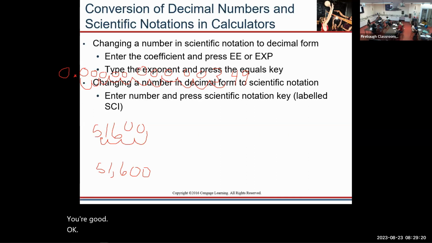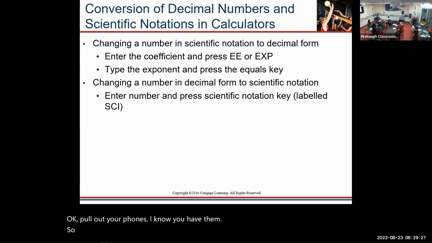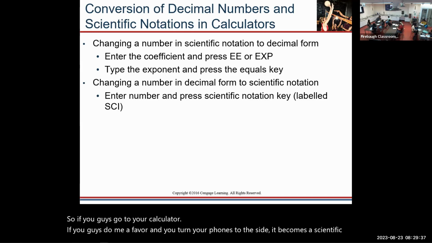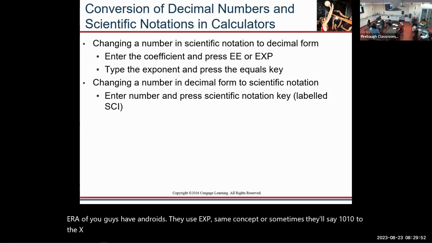Okay, pull out your phones. I know you have them. So, if you guys go to your calculator, if you guys do me a favor and you turn your phones to the side, it becomes a scientific calculator. Can you guys identify EE? EE, or if you guys have Android, they use EXP, same concept. Or sometimes they'll say 10 to the X next to it. Okay, did you guys all find the EE?